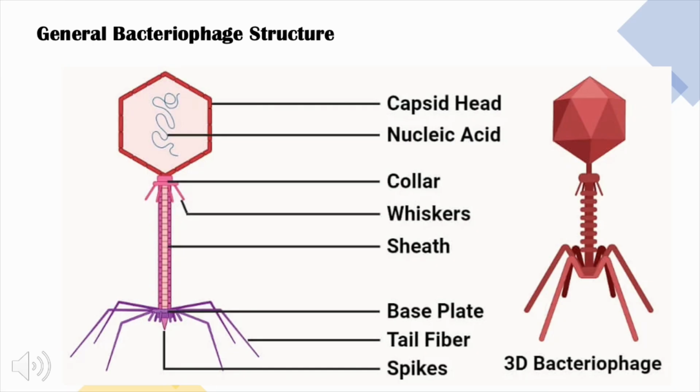This is going to be the general structure of a bacteriophage. It will include a capsid head full of nucleic acid that is attached by the collar to the sheath, and then to the base plate, tail fiber, and spikes. The tail fibers are going to be used to grab onto bacteria, and the spikes are going to be used to insert into the bacteria. This is basically a living syringe. That's how the body functions when it attaches to a bacteria.